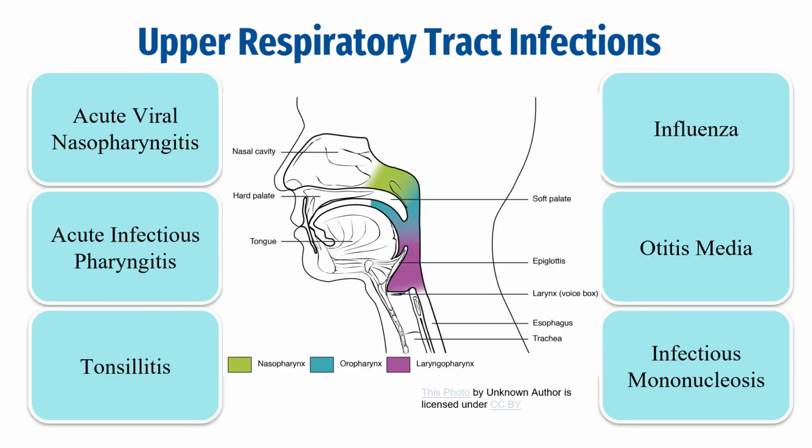Now we're going to move on to focusing on the upper respiratory tract infections, and we'll look a little closer at some of these, but your book covers acute viral nasopharyngitis, acute infectious pharyngitis, tonsillitis, influenza, otitis media, and infectious mono.